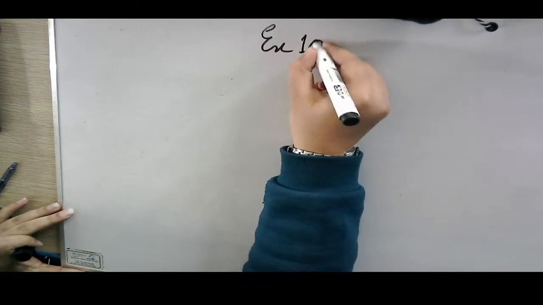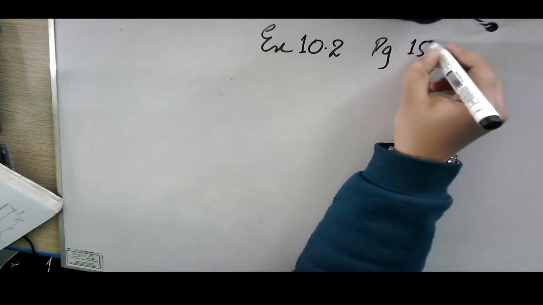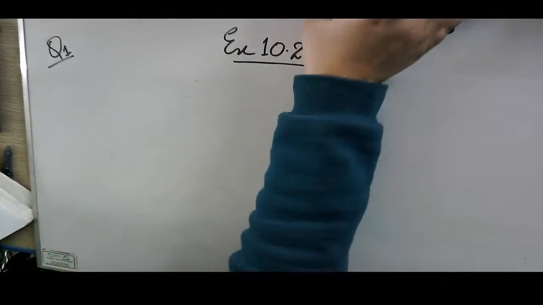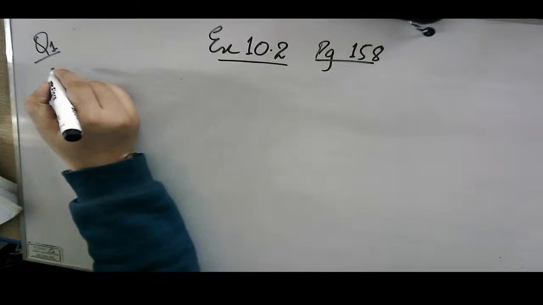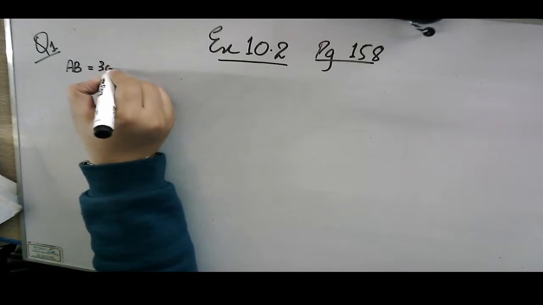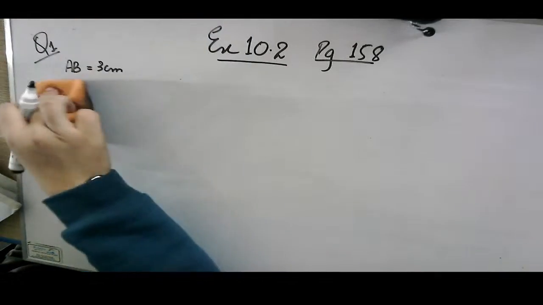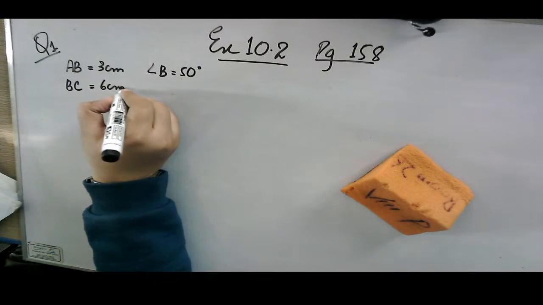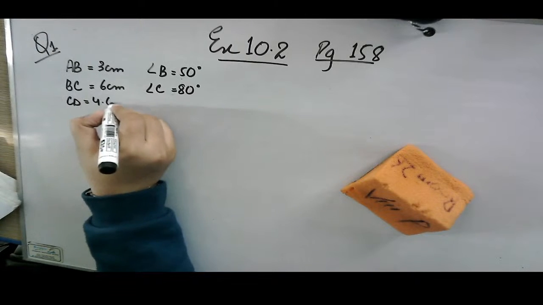Exercise 10.2, page number 158, question number 1. The question is: quadrilateral ABCD in which AB is equal to 3 centimeter, angle B is equal to 50 degree, BC is equal to 6 centimeter, angle C is equal to 80 degree, and CD is equal to 4.6 centimeter.